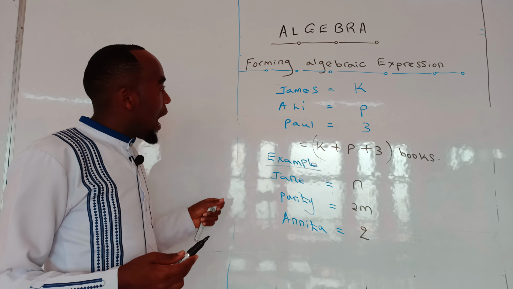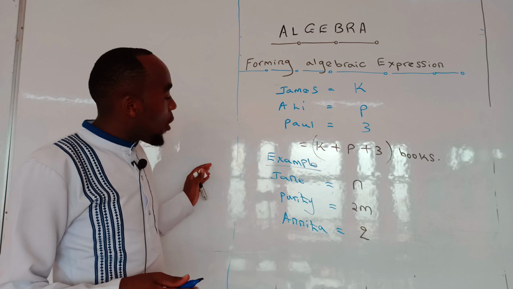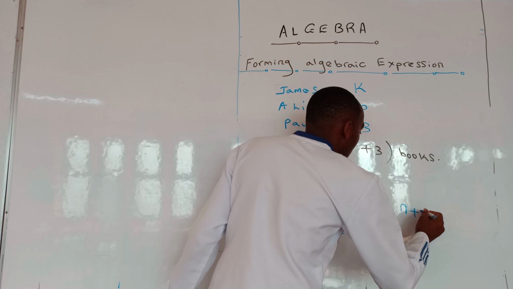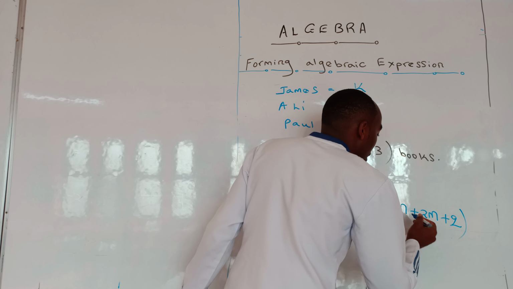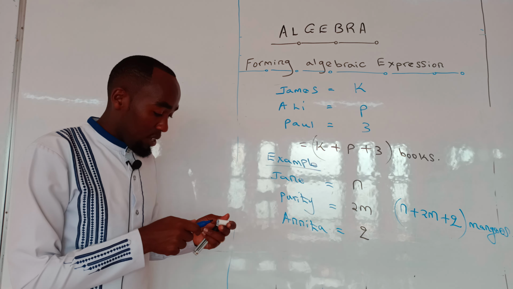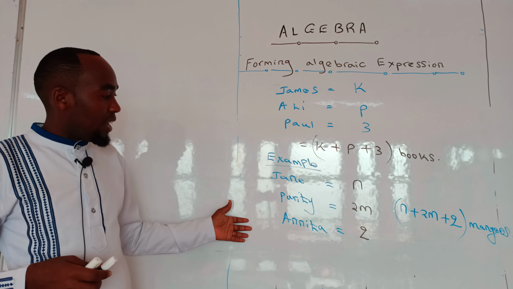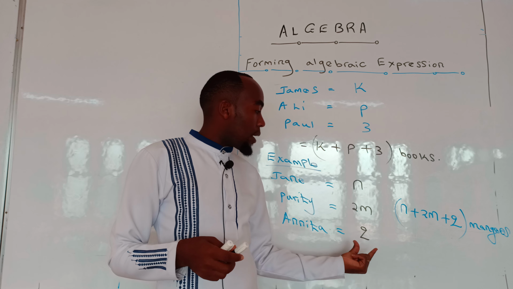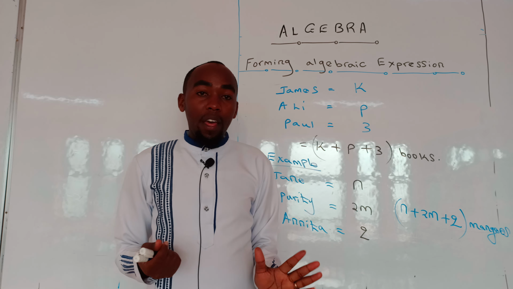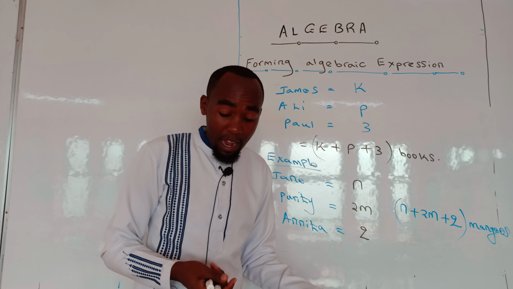If you're told to form an algebraic expression from that statement, you only need to add all the number of mangoes given out. And that will be N plus 2M plus Q. Therefore, that is the total mangoes shared to the 3 individuals. That is Jane, Purity, and Anita. Therefore, N plus 2M plus Q forms an algebraic expression. These are the expressions we'll be interacting with, so that we can learn how to simplify and solve.